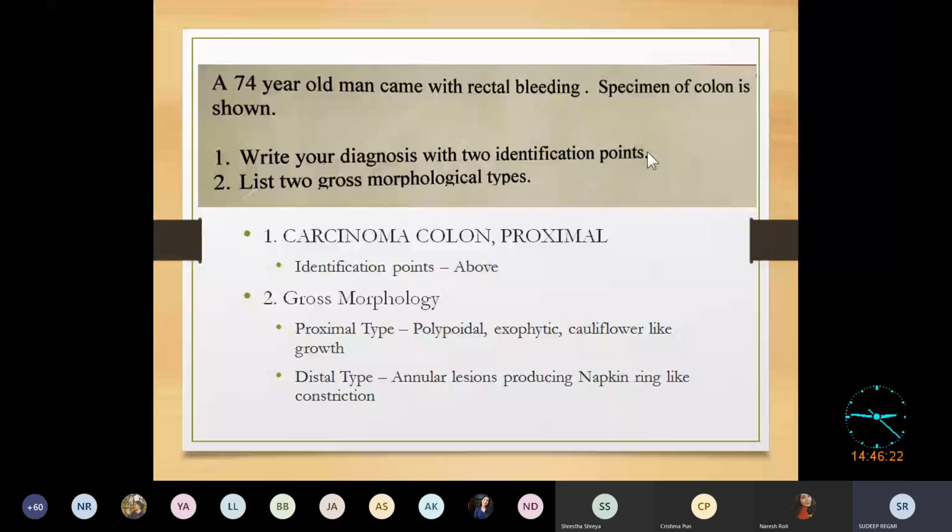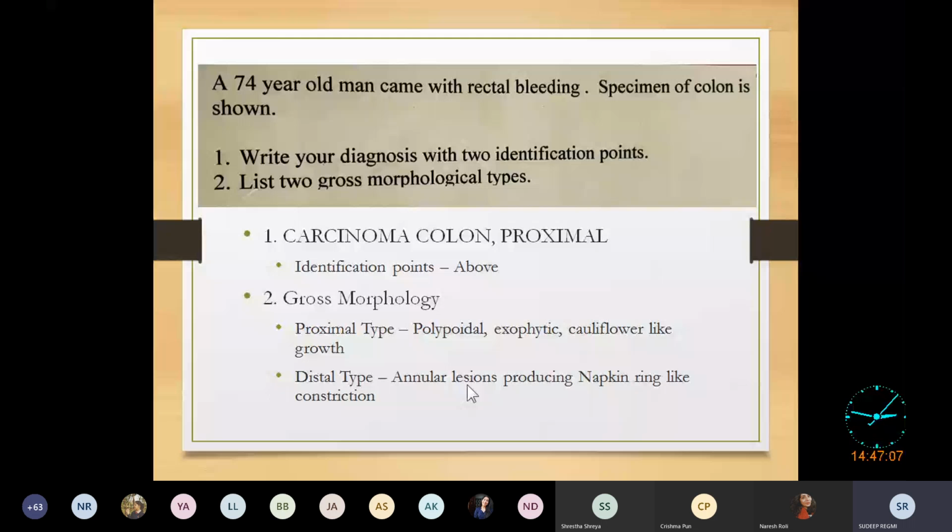The morphological types will be the proximal type and the distal type. The proximal type will have a polypoidal exophytic ulceroproliferative mass or cauliflower-like growth, whereas the distal type will have annular lesions producing napkin ring-like constrictions. If a patient has a proximal type of colon carcinoma, then the patient will present with rectal bleeding. But if the patient has a distal type of colon carcinoma, then there will be annular lesions producing napkin ring-like constriction.